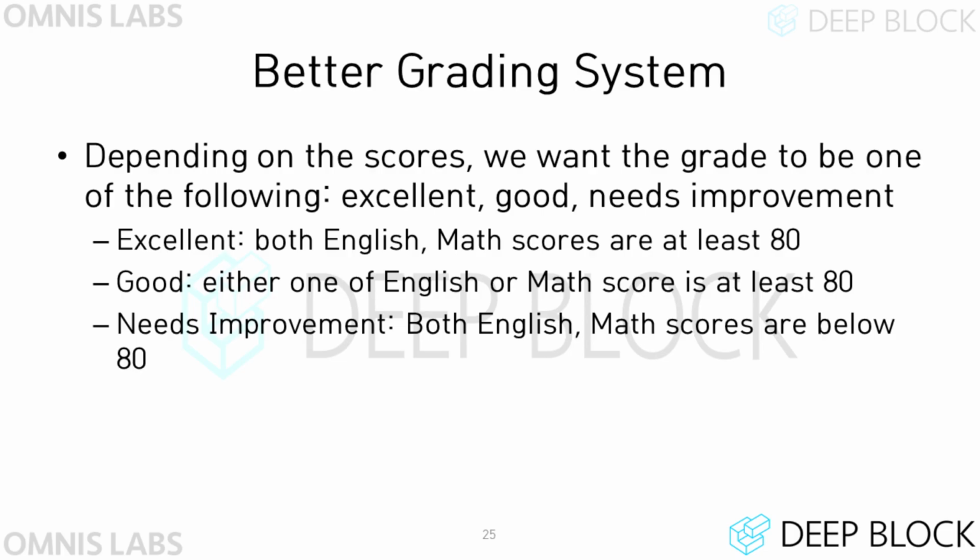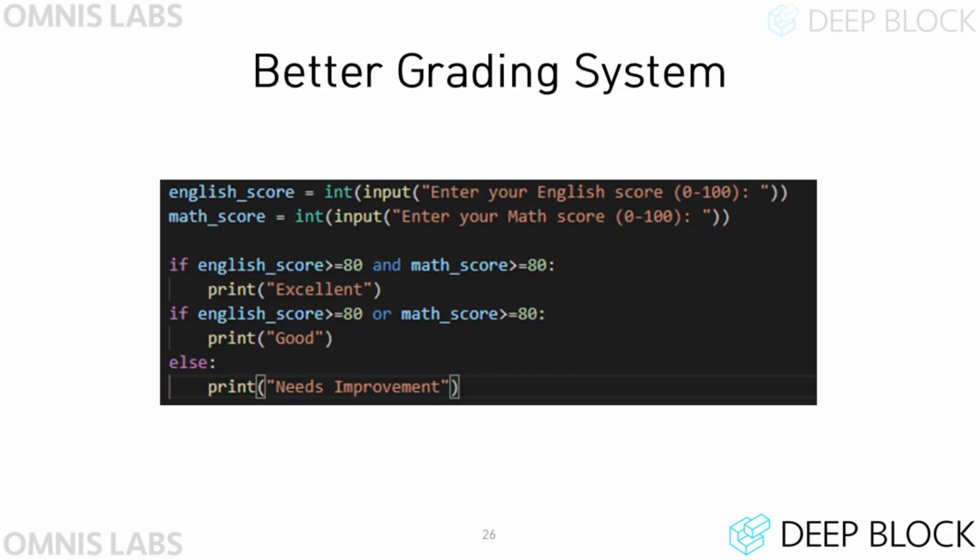Now, let's evaluate students' grades in a different way. Let's create a program that prints excellent, good, and needs improvement according to students' grades. When the user inputs scores of English and math, if both scores are 80 or higher, then print excellent. Print good if one of English or math scores is 80 or more. Print needs improvement if both scores are less than 80.